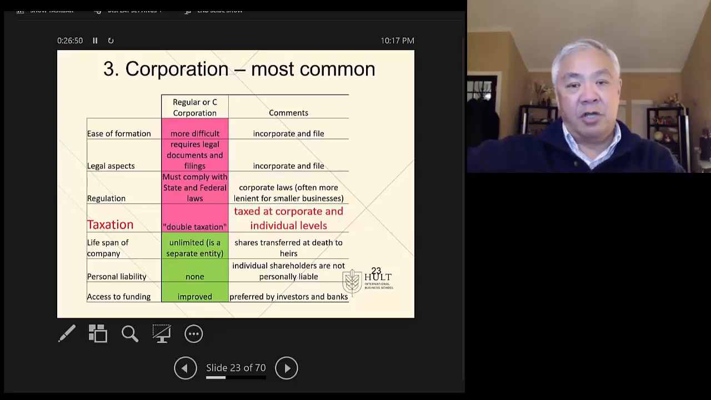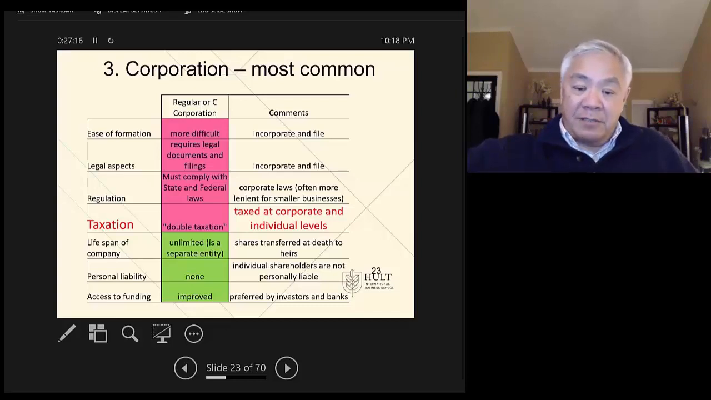Personal liability, there's no personal liability. That is, again, one of the big advantages and why this is so popular: in general, a person who sues the corporation cannot go after the individuals who own the company. And access to funding is improved. This is the most common form of funding for bankers, for bondholders, for investors. So this is very common ground.